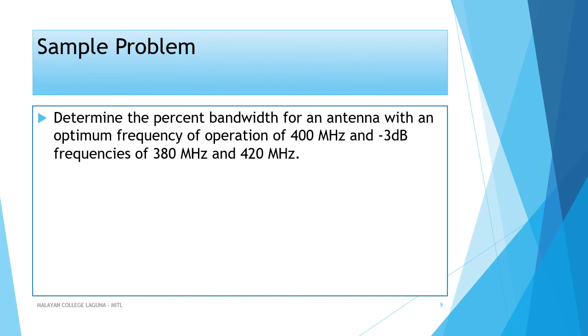So let's write down the equation. We have percent bandwidth is equal to 420 minus 380 divided by 400, and calculating that would give us a percent bandwidth of 10%. So this would be our final answer.